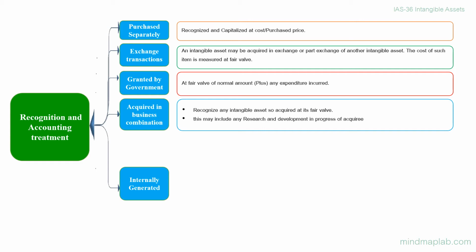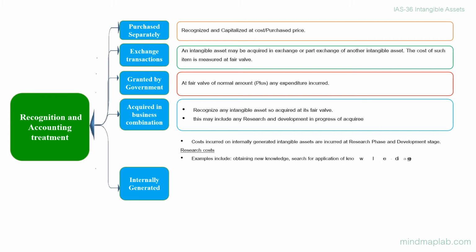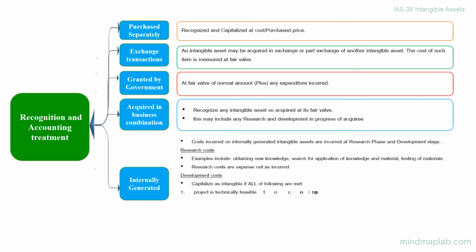Internally generated. Costs incurred on internally generated intangible assets are incurred at the research phase and the development stage. Research costs. Examples include obtaining new knowledge, search for application of knowledge and materials, testing of materials. Research costs are expensed as incurred.